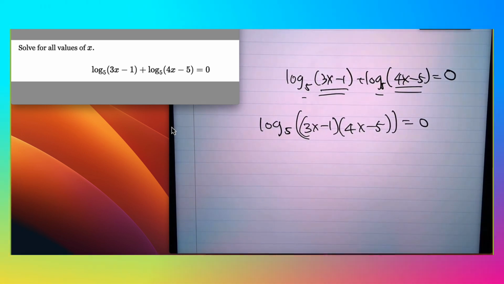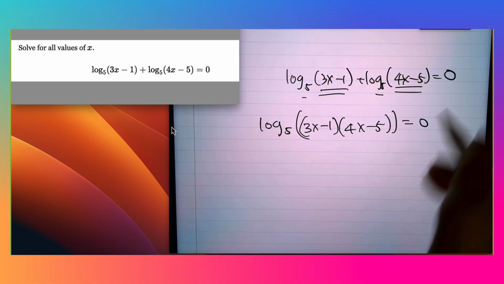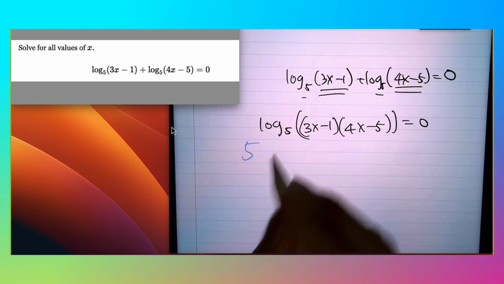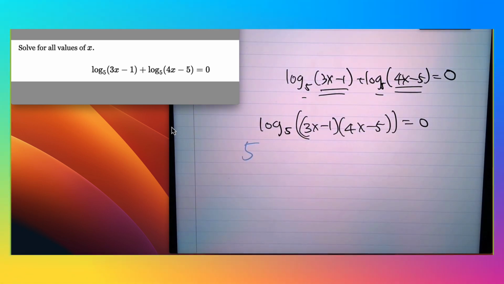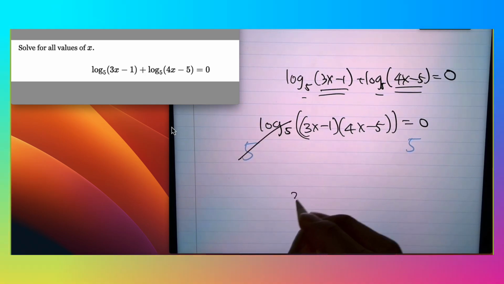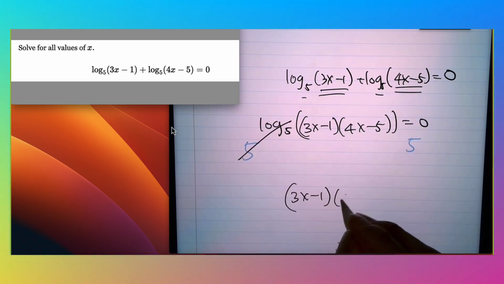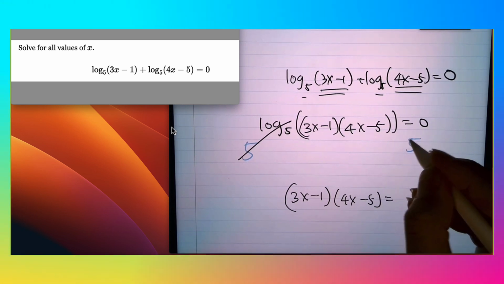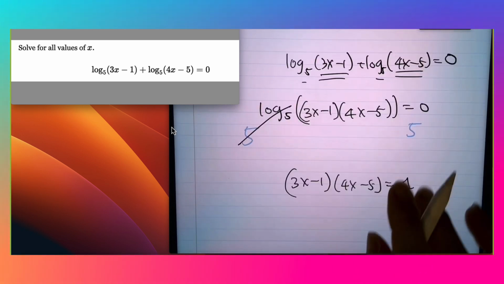Okay, next thing we can do is to get rid of this log base 5 by the exponential, because 5 to the x and log base 5 are inverse to each other, so we can apply that to both sides of the equation. That way this cancels. We have (3x minus 1)(4x minus 5) equals 5 to the power of 0, and anything to the power of 0 will be 1.